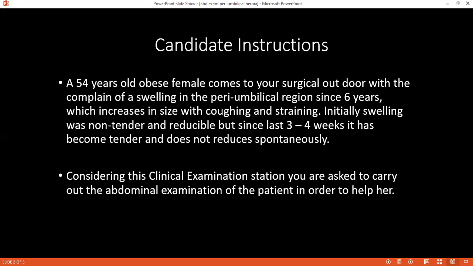Right. So if you have read and understood, considering the clinical examination station, can you begin? Okay.